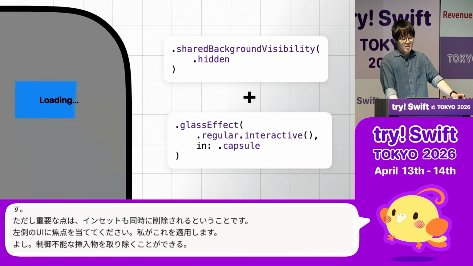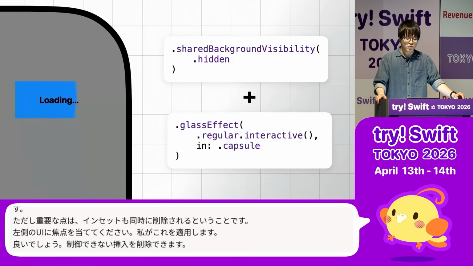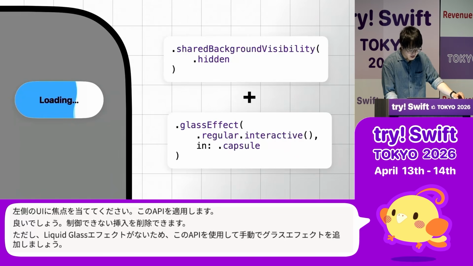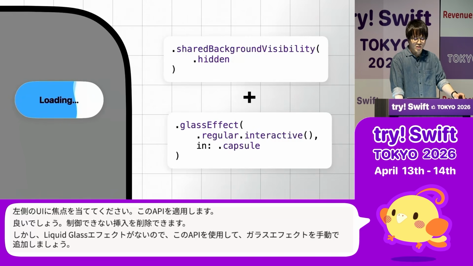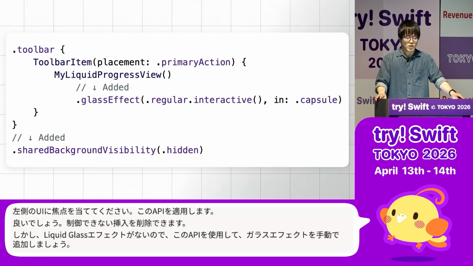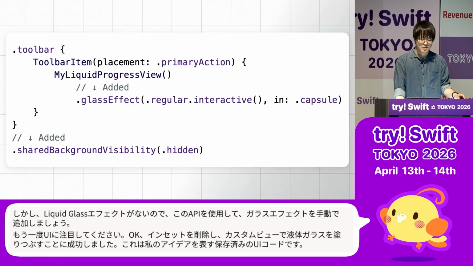But there is no Liquid Glass effect, so let's add the glass effect manually with this API. Please focus on the UI again. OK, we achieved removing the inset and filling the Liquid Glass with the custom view. This is SwiftUI code representing my idea. UIKit also has similar APIs.